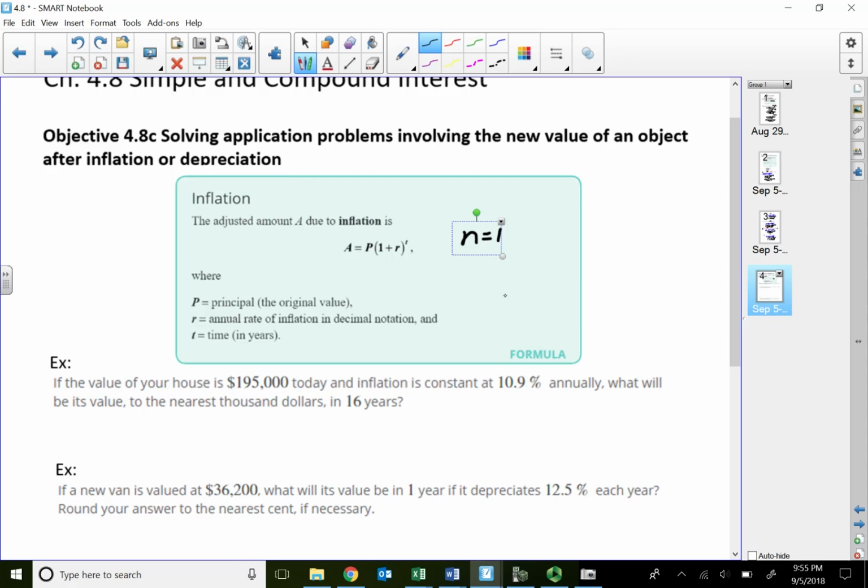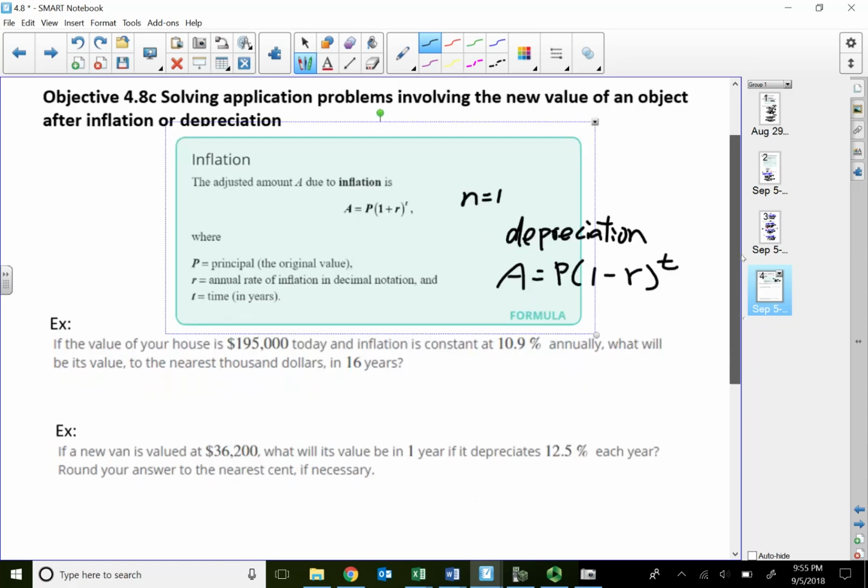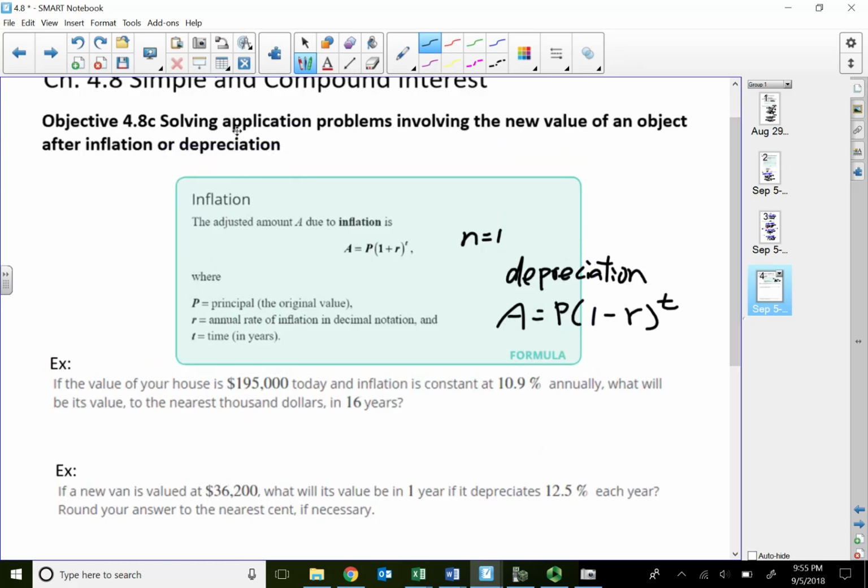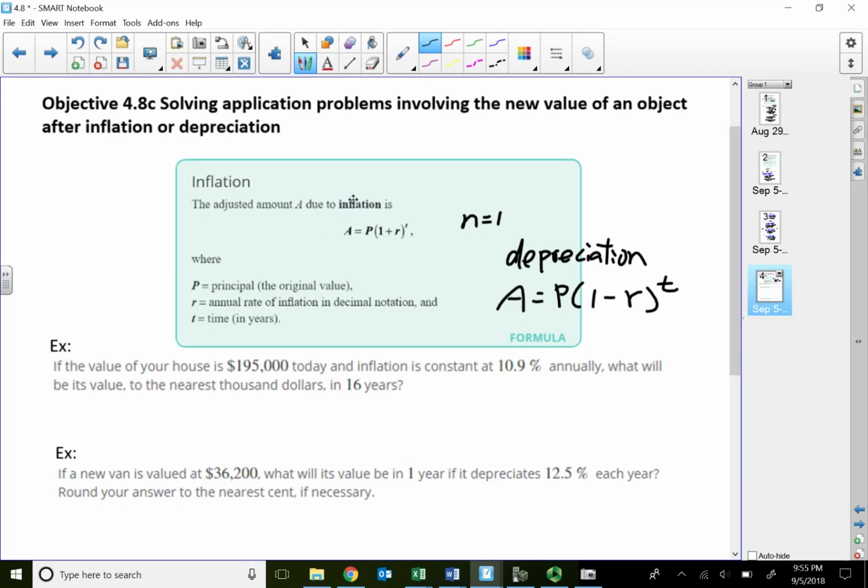For depreciation, instead of a plus sign, it will actually be a minus sign. Okay, 1 minus the r to the t power. All right, so the same compound interest formula can show us money grows on trees and make us a lot of money. But at the same time, it's also used kind of against us in inflation and depreciation.